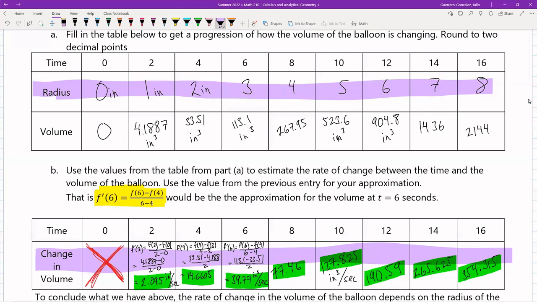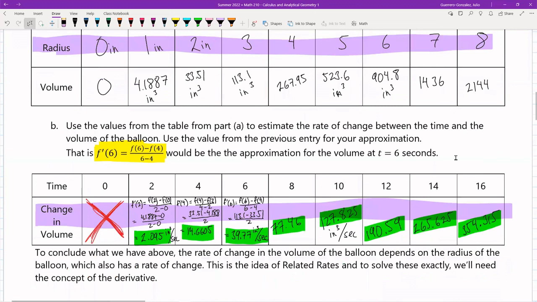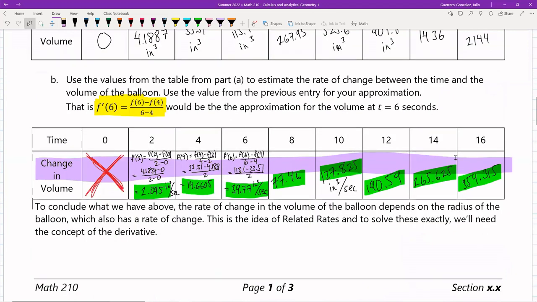You guys see that? Related rates. That's why we call it related rates. The rates are related. Okay, so notice that we have exactly that the rate of change in the volume of the ball depends on the rate of change of the radius.